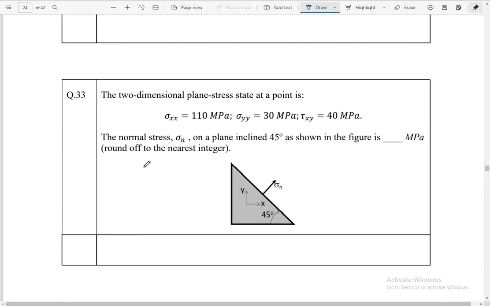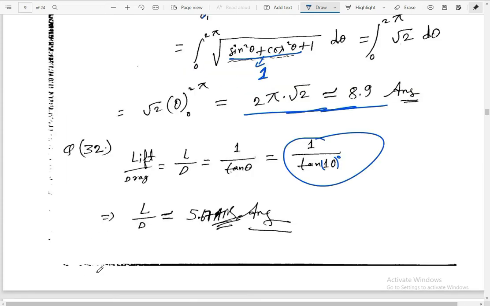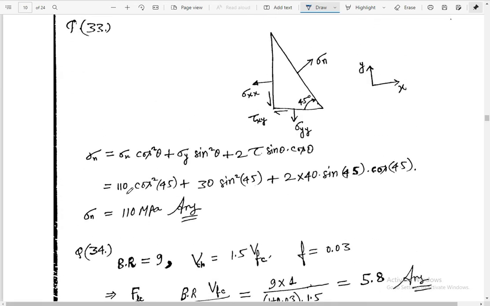Question number 33. Sigma xx, sigma yy and tau xy are given. Find the normal stress sigma n on the plane inclined at 45 degrees. You know the formula: normal stress is equal to sigma x cos square theta plus sigma y sin square theta plus 2 tau xy sin theta cos theta. You just put in sigma x, sigma y, tau and the angle. Finally we'll get a normal stress of 110 megapascal.